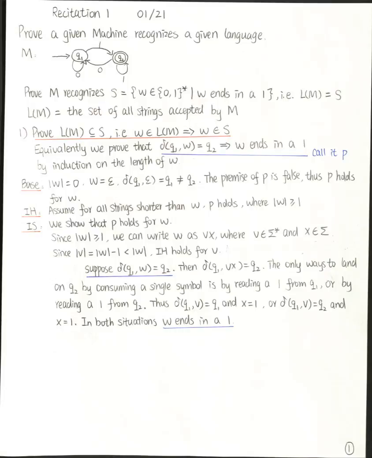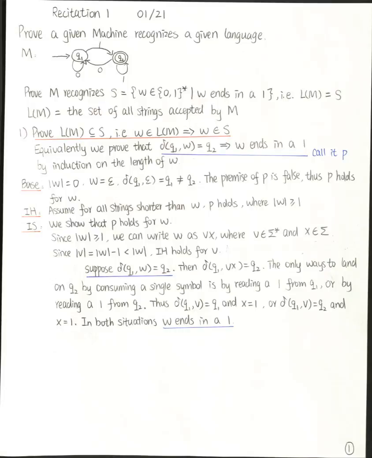The language is S. S is the set of strings over the alphabet 0, 1. The strings should end in a 1. And our goal is to prove LM equals S. LM is the set of all strings accepted by M. This is the language defined by the machine.